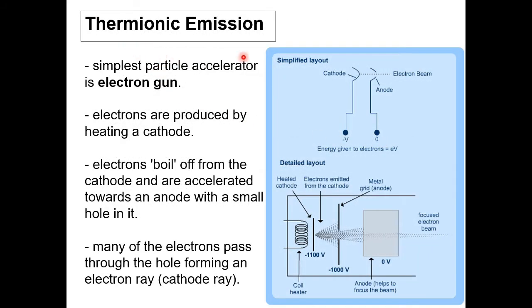Thermionic emission. The simplest particle accelerator is the electron gun, and electrons are produced by heating a cathode. Electrons boil off from the cathode and are accelerated towards an anode with a small hole in it. Many of the electrons pass through the hole, forming an electron ray, which is a cathode ray.